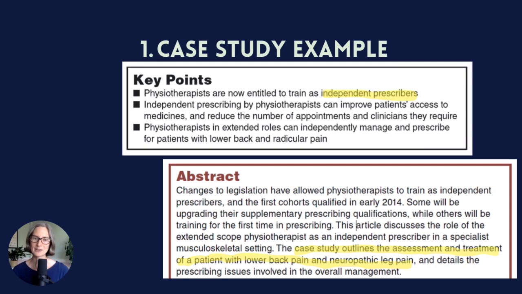and it says it outlines the assessment and treatment of a patient with lower back pain and neuropathic leg pain. And it involves all the details around the independent prescribing and the process that that physiotherapist went through in that situation. And that was important because it was a relatively new thing that physiotherapists were able to independently prescribe a number of years ago. So that's a case study as a quantitative example.